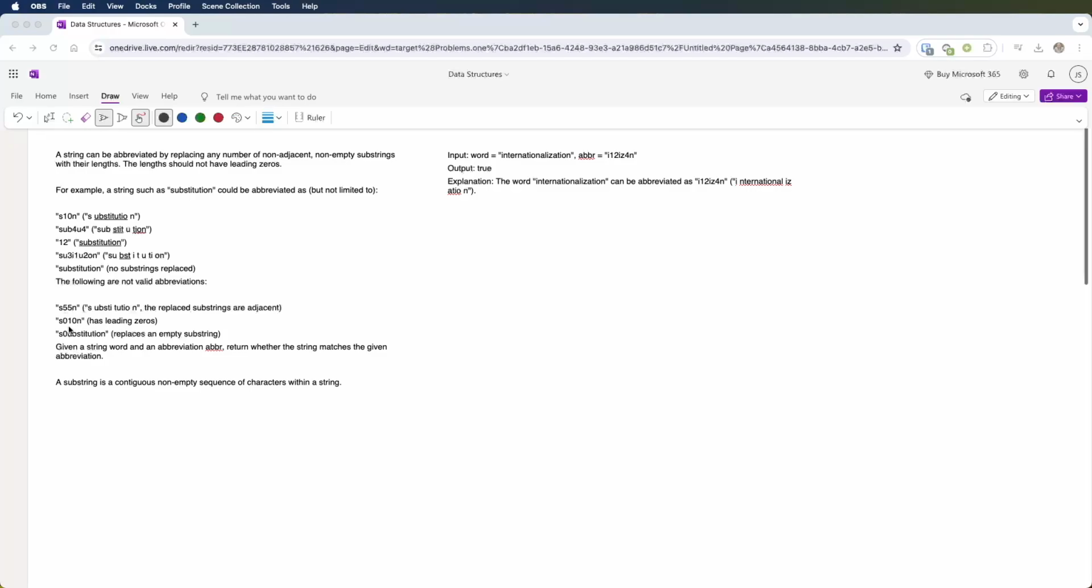Also, we cannot have leading zeros here, right? So we can't parse this out as just 10 because we know that valid substitution strings cannot have leading zero. So if we ever see a leading zero, we know that that's not valid. Also, we can't just replace an empty substring and do nothing with it. So this value here will be guaranteed to be at least 1. So given those rules, let's hop into an example and see exactly how we can solve this.